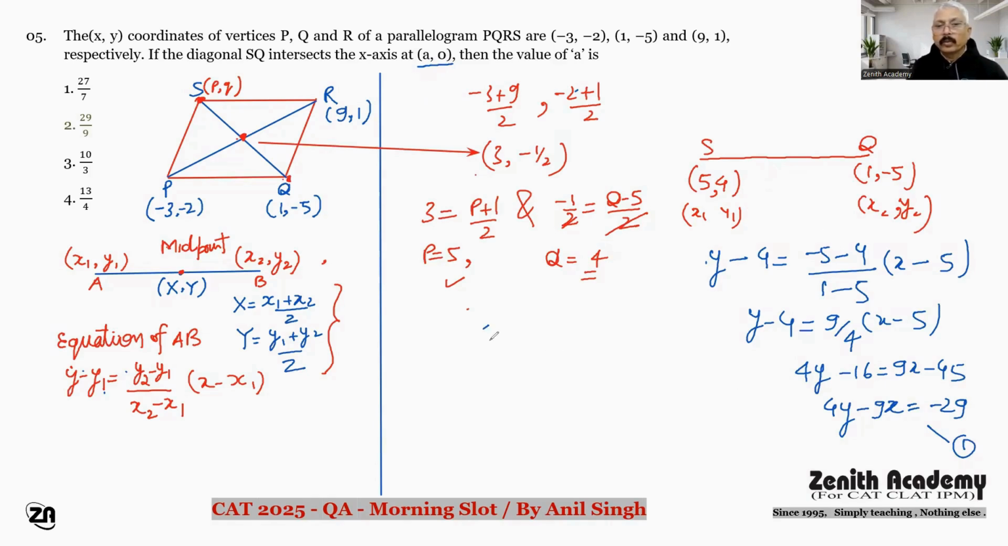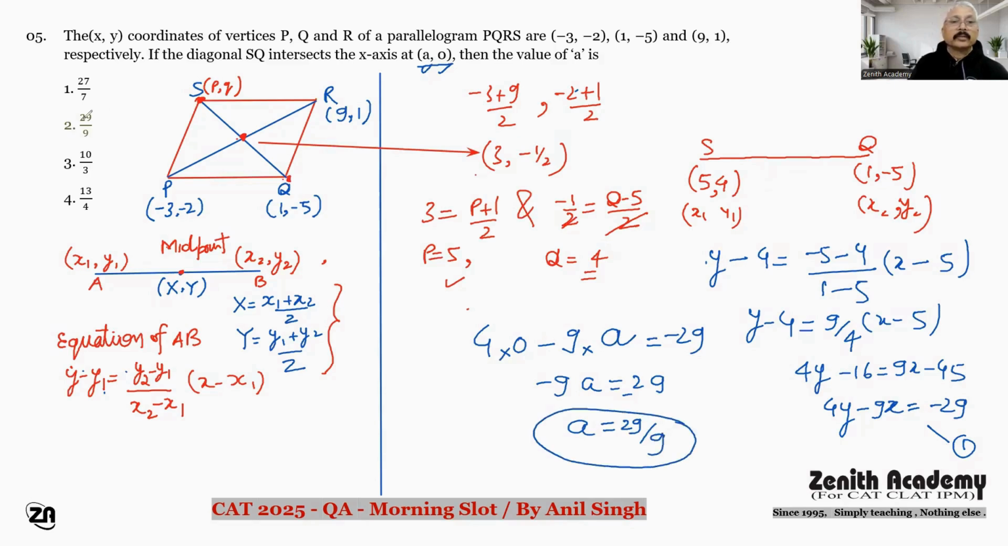सो 4y की जगह 0, minus 9x की जगह a. These a and 0 I am putting here in this equation number 1, and this is equal to minus 29. So it is 0 minus 9a is equal to minus 29, means a is equal to 29 by 9. It is our answer.